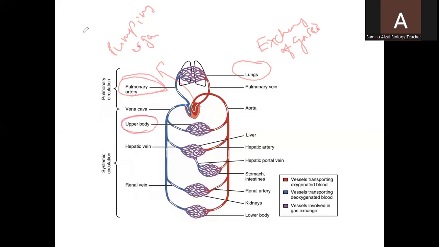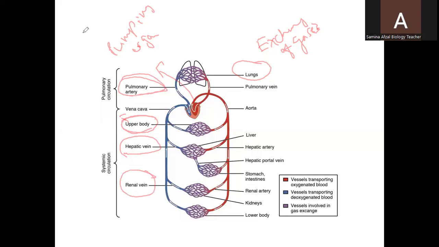From the upper body, the blood is also collected and it is thrown into the vena cava. The hepatic vein is the vein which collects the blood from the liver. Renal vein collects the blood from the kidneys. So in this way, the deoxygenated blood is collected, and collectively this blood is taken by the superior and inferior vena cava, and then this blood enters into the right side of the heart.